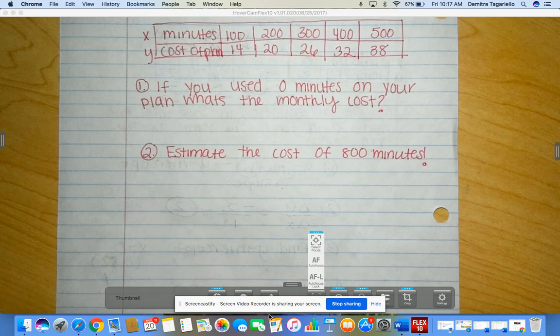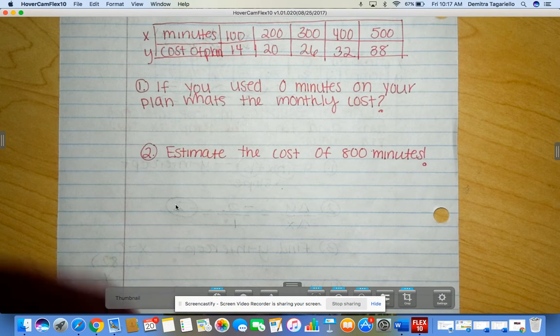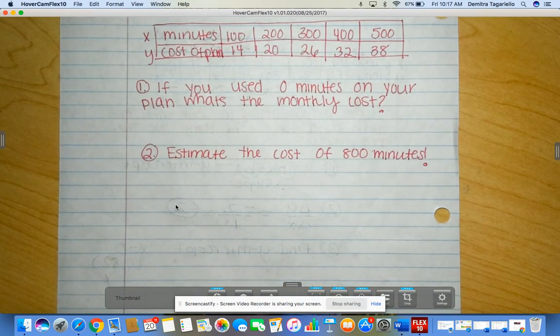Okay, let's do another example here. Let me just get this out of the way because we don't want that in our... why is it there? Okay, so now again, we're using a table of values here, and we're going to answer two questions.